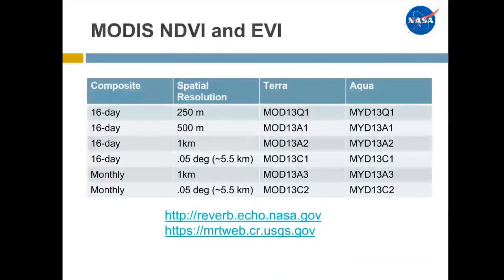Both NDVI and EVI from MODIS are available in several different temporal composites, ranging from 16 days to monthly, and spatial resolutions ranging from 250 meters to approximately 5.5 kilometers. The names of the products are listed on the right. You can acquire these data from the websites listed here.